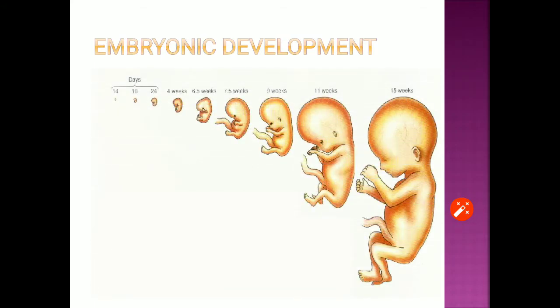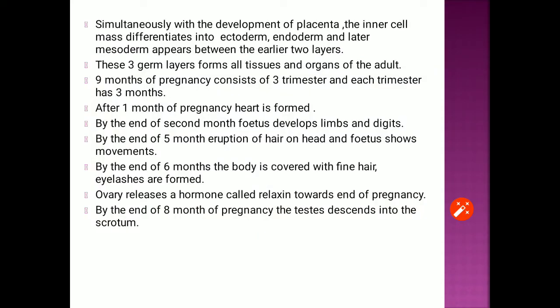This slide is showing the embryonic development of human. You can easily see how a single celled structure, that is zygote, develops into a fetus. Simultaneously with the development of placenta, the inner cell mass differentiates into ectoderm and endoderm. And later on, mesoderm appears between the two layers.